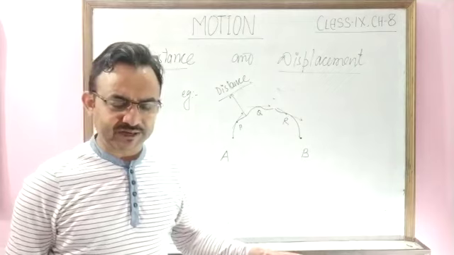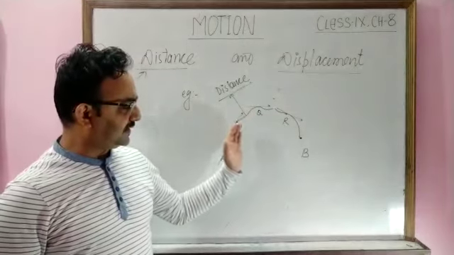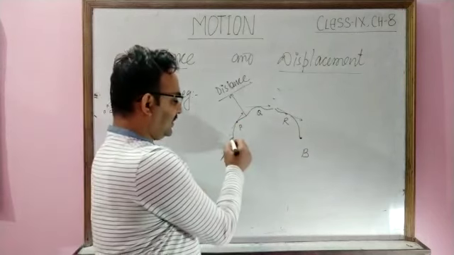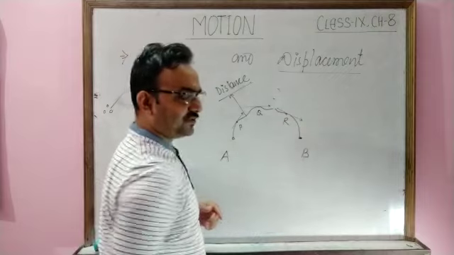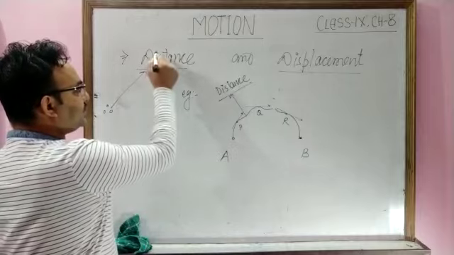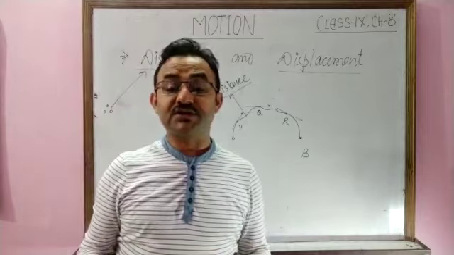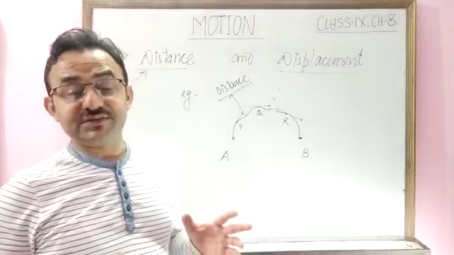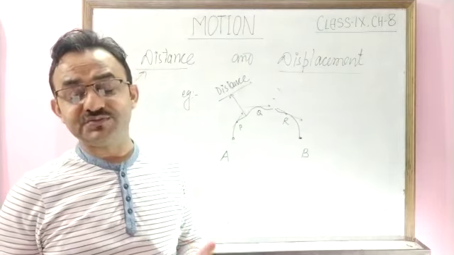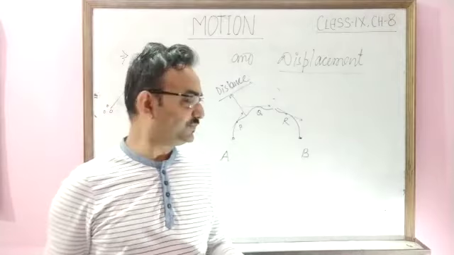Total length of path covered by the particle when it reaches from point A to B with the passage of time. Therefore, we can say distance is what? Scalar or vector? Distance is a scalar quantity, because in case of distance we have only the value of length, means magnitude, but we don't have any specific or particular direction.